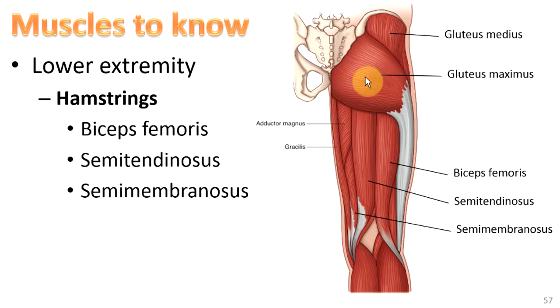And they insert on the lower leg on the tibia and the fibula. So when you contract those, it's going to bring your lower leg up, which means it's flexing your knee, bending your knee. Okay, so the semitendinosus, semimembranosus, you can feel the tendons on the medial part behind your knee. You may need to push down toward the floor with your foot and they'll pop out.